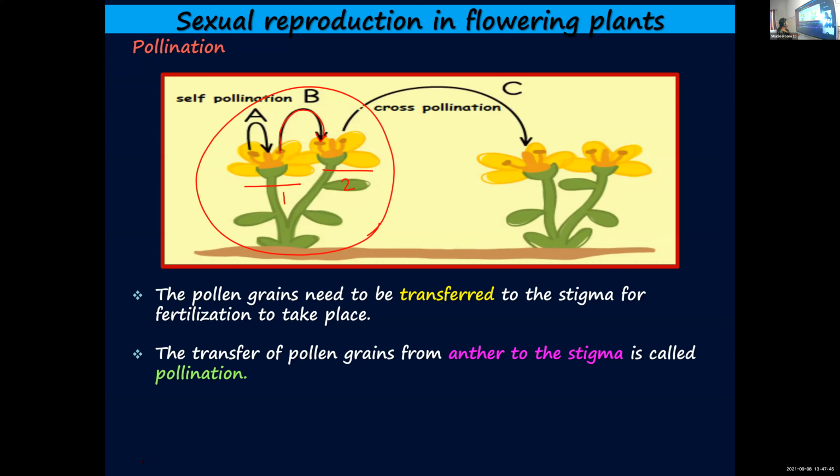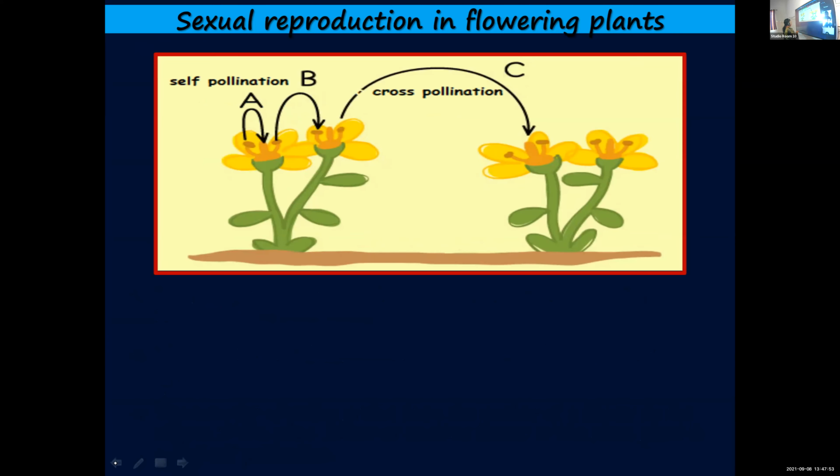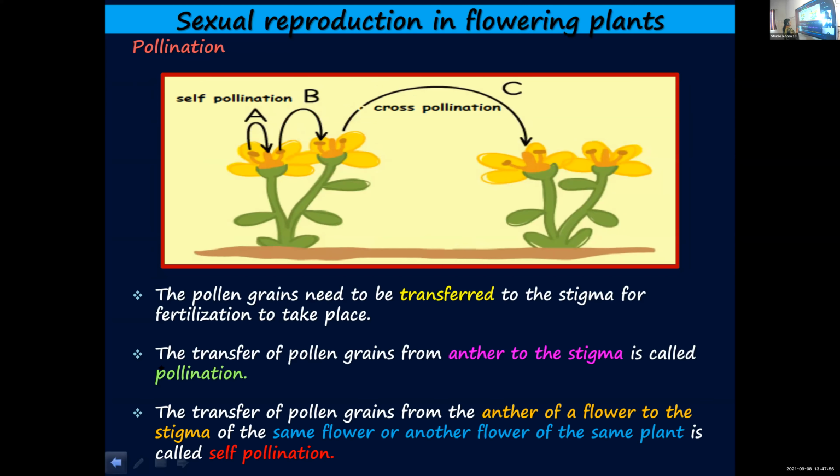I'll show the explanation. Self-pollination is a transfer of pollen grains from the anther of a flower to the stigma. Children, this part is common for all. Whether it is self or cross-pollination, this much is common: transfer of pollen grains from the anther of a flower to the stigma.